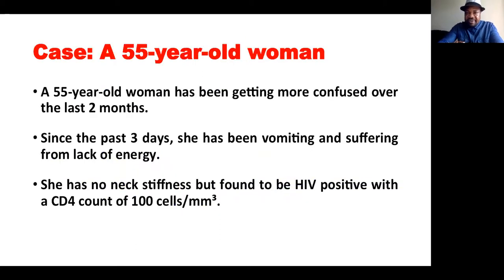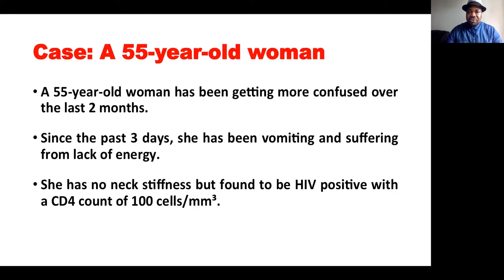So let's illustrate this with a clinical case. It's about a 55-year-old woman. This patient has been getting worse, has been getting more confused over the last 2 months. And for the past 3 days, she has been vomiting and suffering from lack of energy. She has no neck stiffness, but was found to be HIV positive with a CD4 count of 100 cells. Okay, so we have some clues here regarding this case.